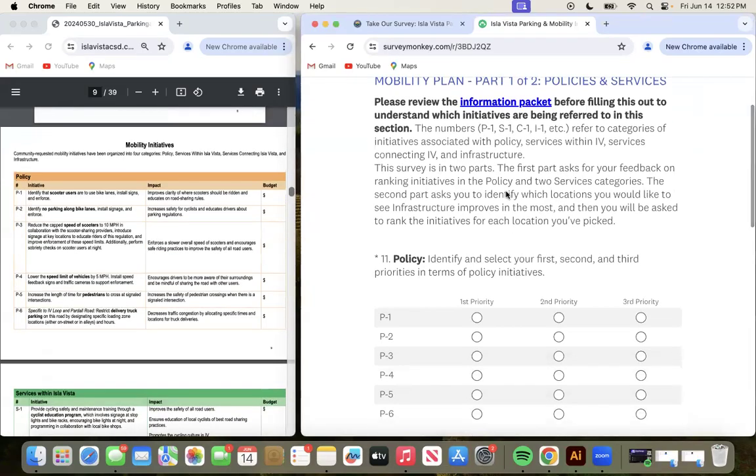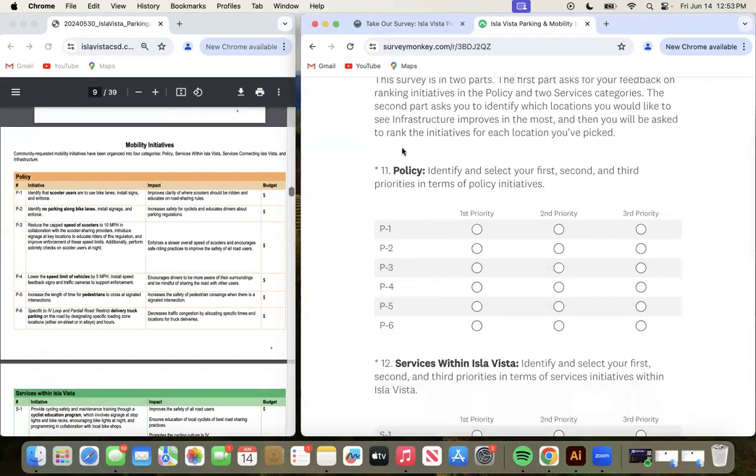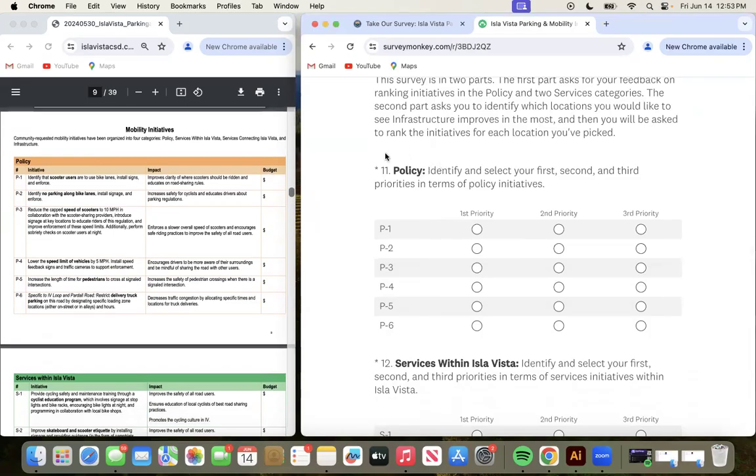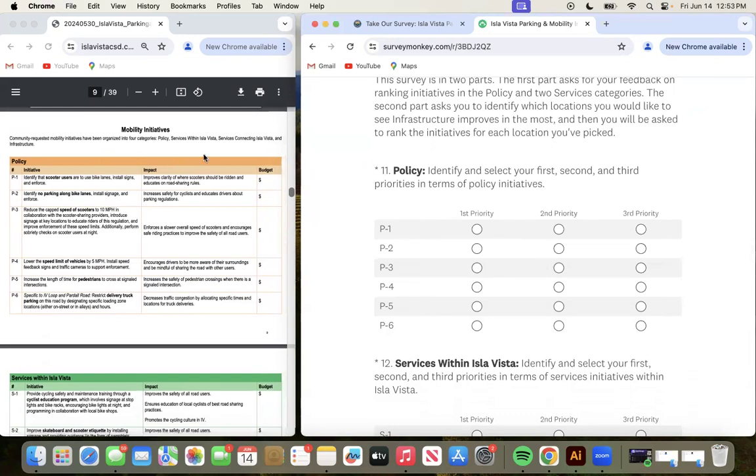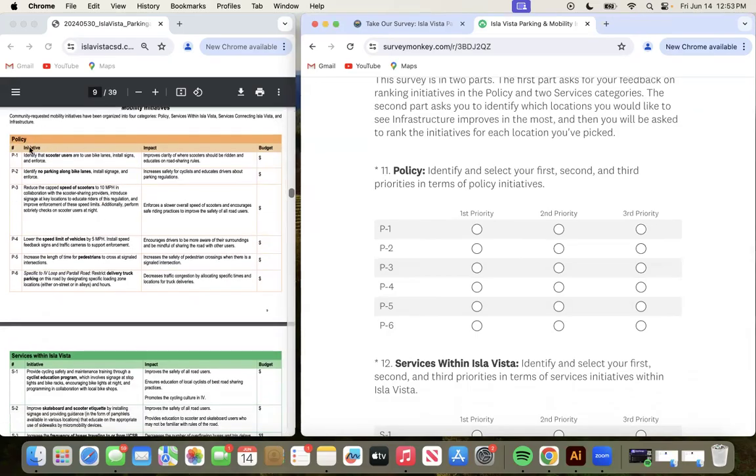So to just walk you through, let's start with question number 11. You are going to identify which policies you think are the most important of the policies listed over here. So here where question number 11 says policy, you're going to look over at page number 9 of the mobility packet, where it also says policy. And here it has all of the policy initiatives listed.